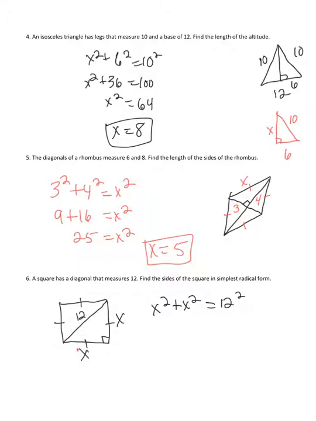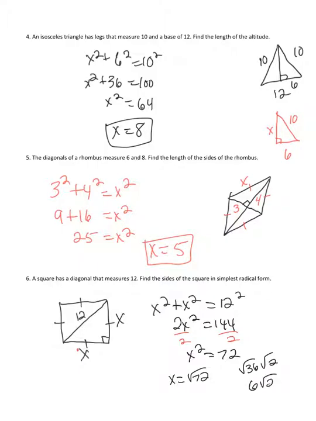Now I need to combine like terms. When I add x squared and x squared, please do not tell me it's x to the 4th. No, no, no. It's 2x squared, please. 2x squared is equal to 144. I'm going to divide both sides by 2, and then I'm left with what I'm normally left with. X squared is equal to 72, so x is equal to radical 72. Now we can simplify that. The largest perfect square that goes into 72 is 36. 36 and 2. So your final answer is 6 radical 2.